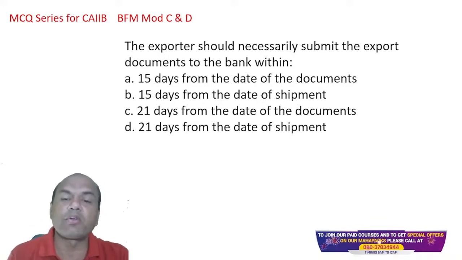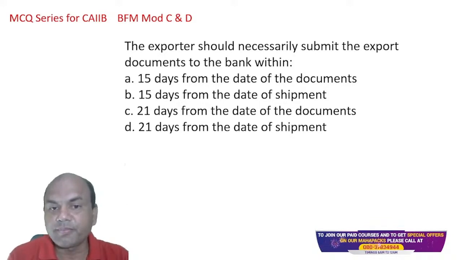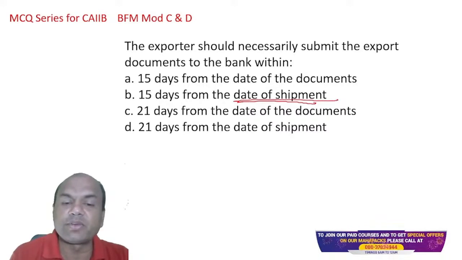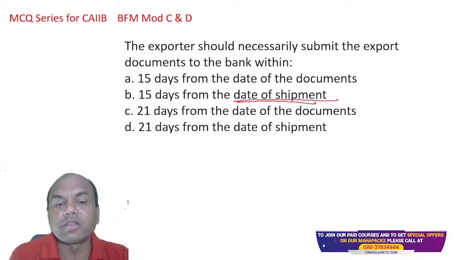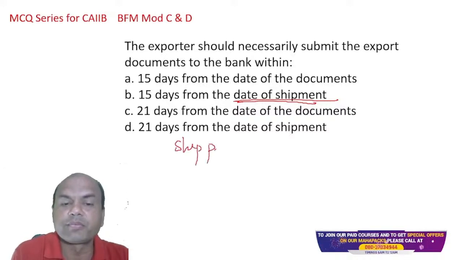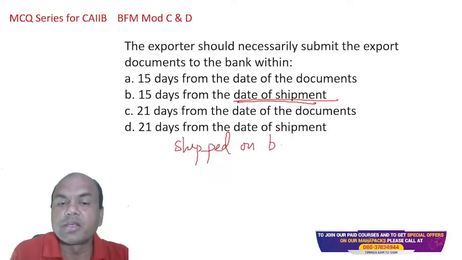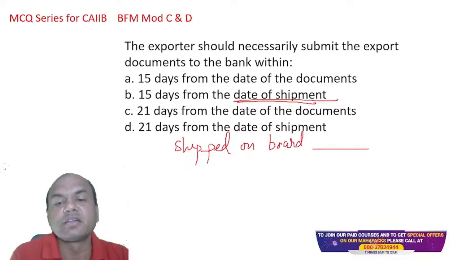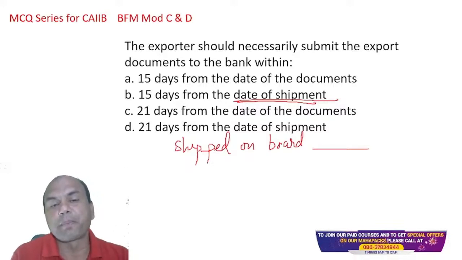What do you mean by shipment date? Shipment date means whenever you get that bill of lading, on that there is a stamp called shipped on board. This shipped on board stamp, whatever date it has, that is known as the date of shipment.